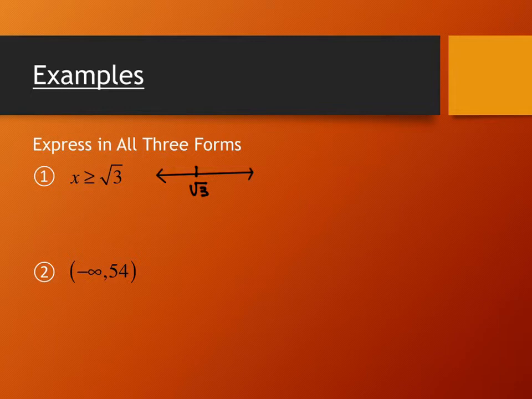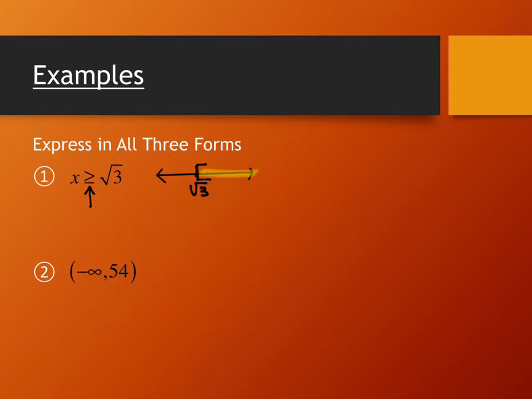To the right, because it says their values are greater, right? This is a greater than symbol. So I'm going to shade to the right. Am I going to use a parenthesis or am I going to use a bracket? A bracket. Why? Right, because there's an equal sign underneath it.